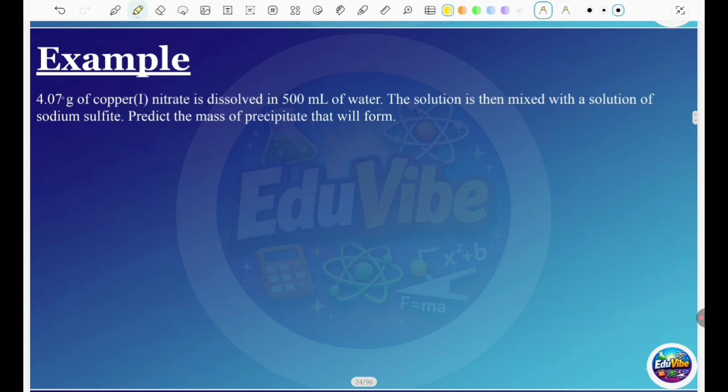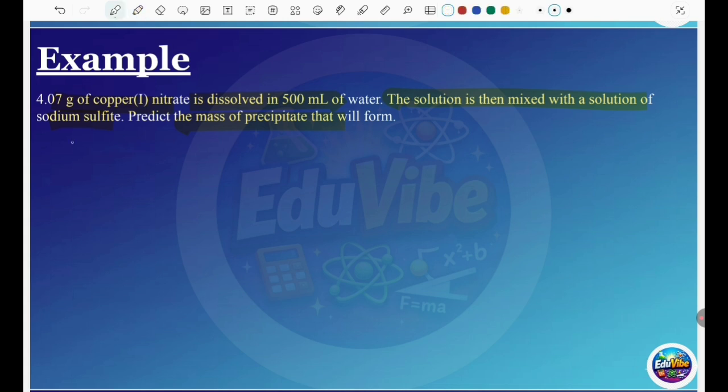The question says 4.07 grams of copper first nitrate is dissolved in 500 ml of water. The solution is then mixed with a solution of sodium sulfide. Predict the mass of the precipitate that will form. So they have not given us the whole thing. We have to complete that thing.